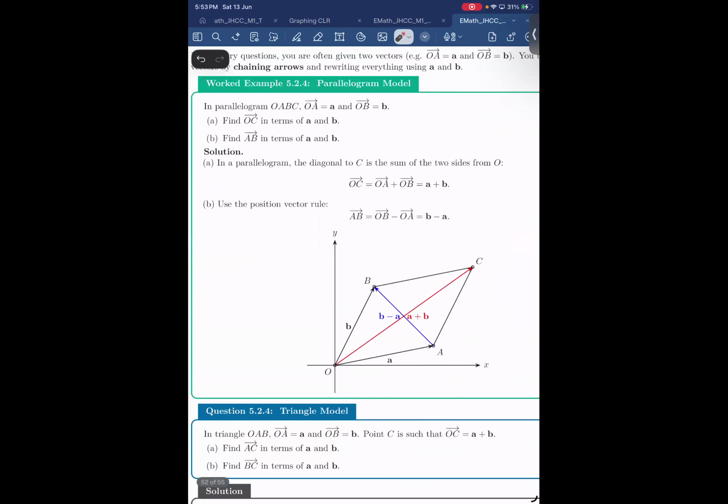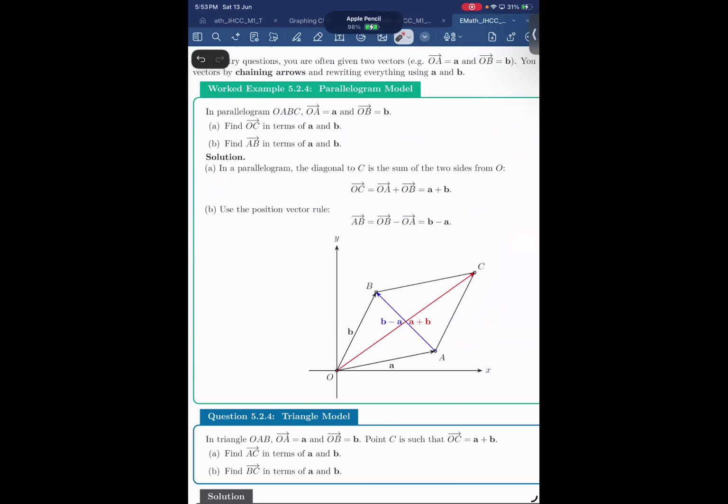Give this one a quick try. 2 minutes. This one is pretty simple.